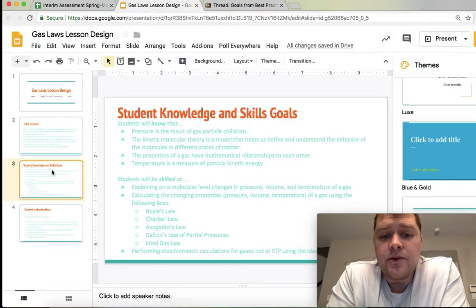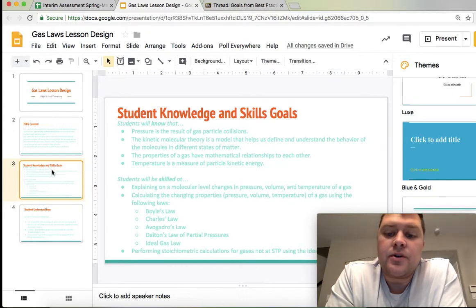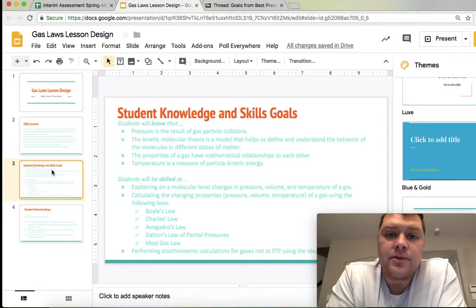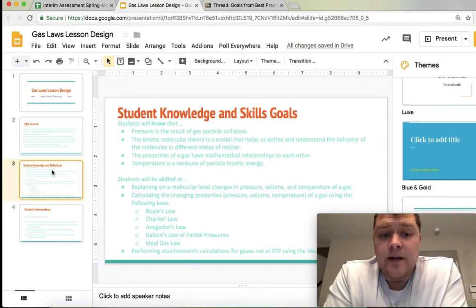As far as what their skills are going to be for this unit and for this lesson, they should be able to explain on a molecular level the changes in pressure, volume, and temperature of a gas. They should also be able to calculate the changing properties, pressure, volume, and temperature of a gas using Boyle's, Charles's, Avogadro's, Dalton's, and the ideal gas law. And they should also be able to perform stoichiometric calculations for gases not at standard temperature and pressure using the ideal gas law. So that would be my goals for my kids.